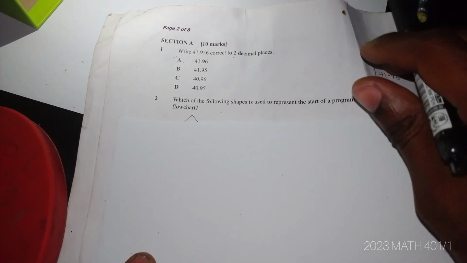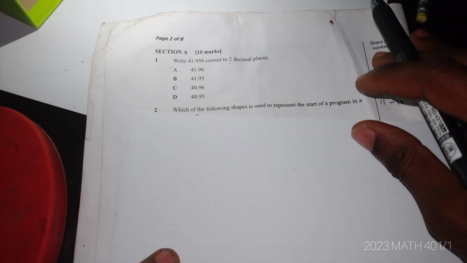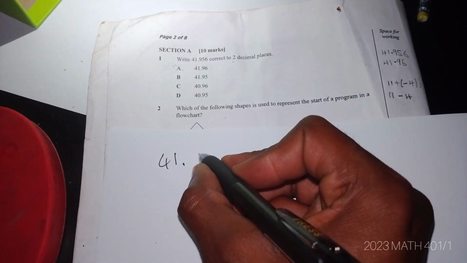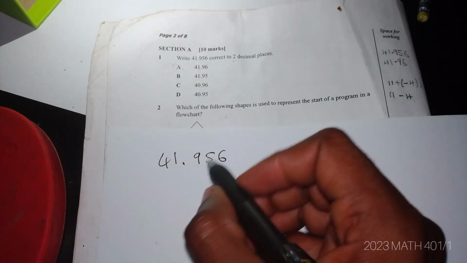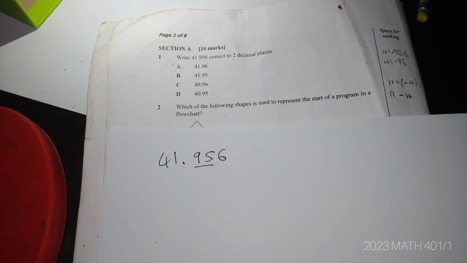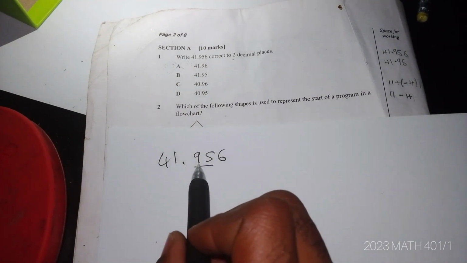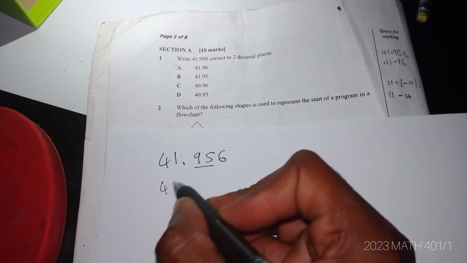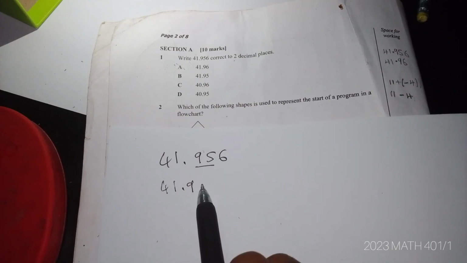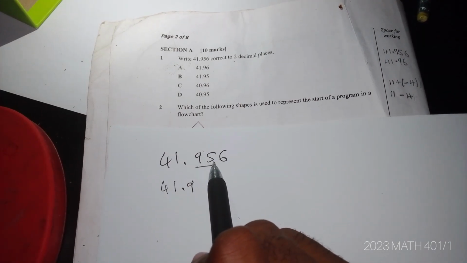So here we have: write 41.956 correct to 2 decimal places. When you want to round it off correct to 2 decimal places, what you do is write all these other numbers, 41.9, and then before you write the last digit, this one will be the last digit because we want it correct to 2 decimal places.